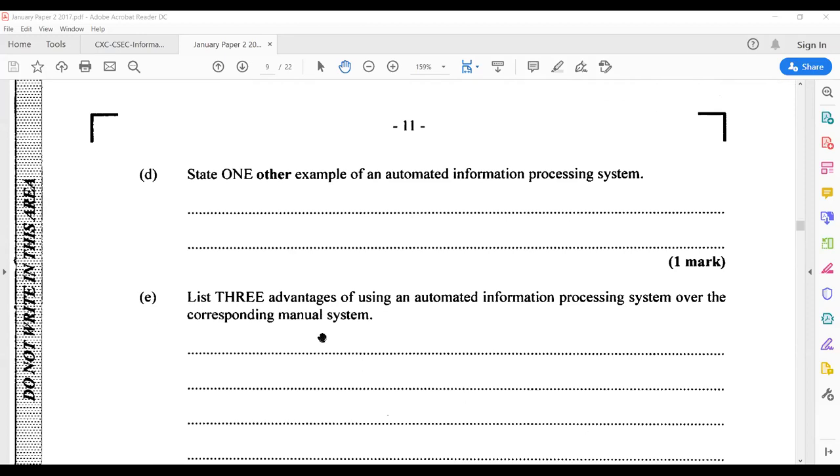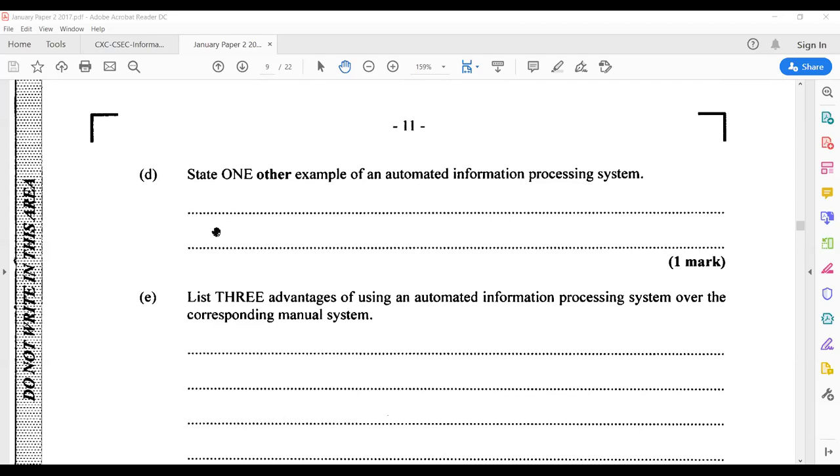State one other example of an automated information processing system. So what is another information processing system that you interact with? And in deciding this, think about what sort of machine you know about or interact with that takes in input from you, does some sort of processing, and then gives you some output.